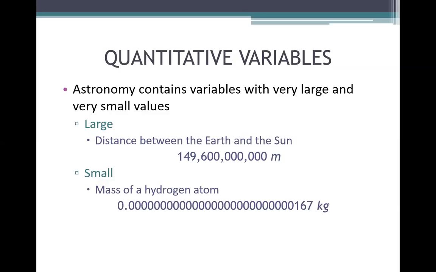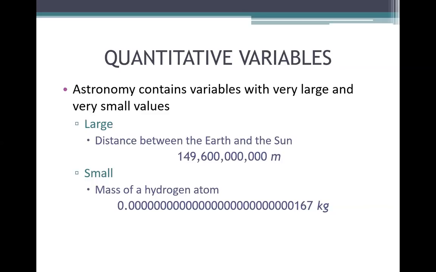So the distance between the Earth and the Sun, 149,600,000,000 meters. That's a big number. Will metric prefixes help out? Sure. If I wanted to use a metric prefix, then the distance between the Earth and the Sun is 149.6 gigameters, because again, giga means billion. So if I multiply 149.6 times 1 billion, I get 149,600,000,000 meters.